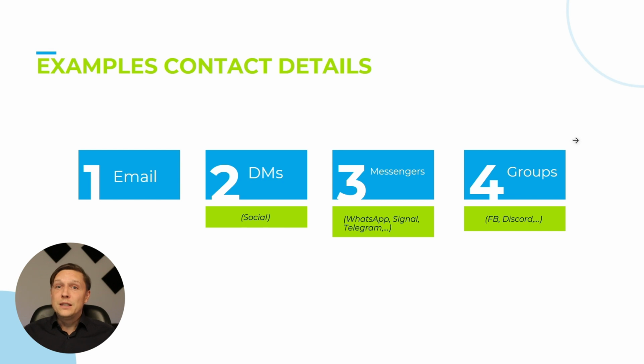But it could also be DMs. You see that a lot now on X, for example, that people say, write me a DM and I'll send you the free ebook, for example. Also, direct messages on social media, like on Instagram, like on X, could be a way to get contact details, could be a way to contact your future leads, your future customers. Or messengers like WhatsApp, like Signal, like Telegram. You want their telephone numbers so you can write them on WhatsApp, for example. Could be another example of a contact detail.